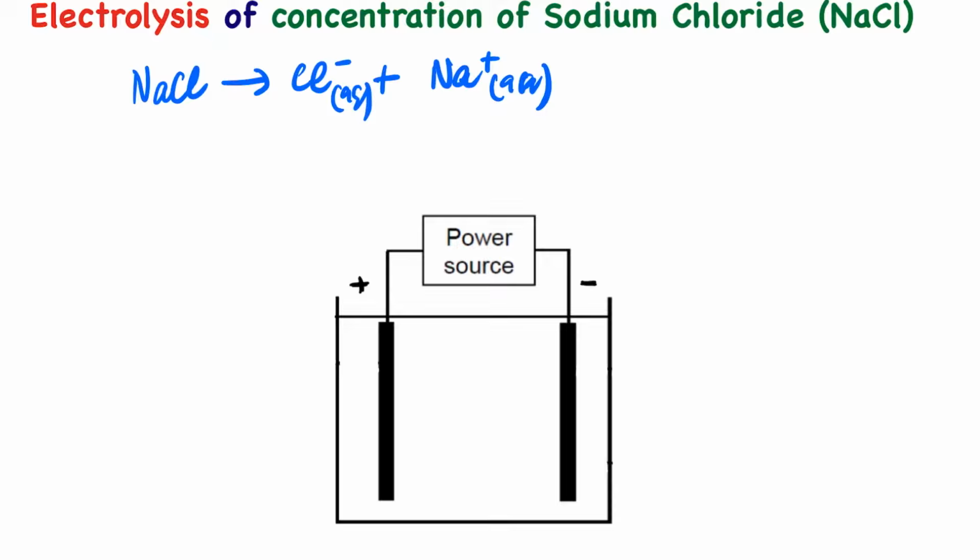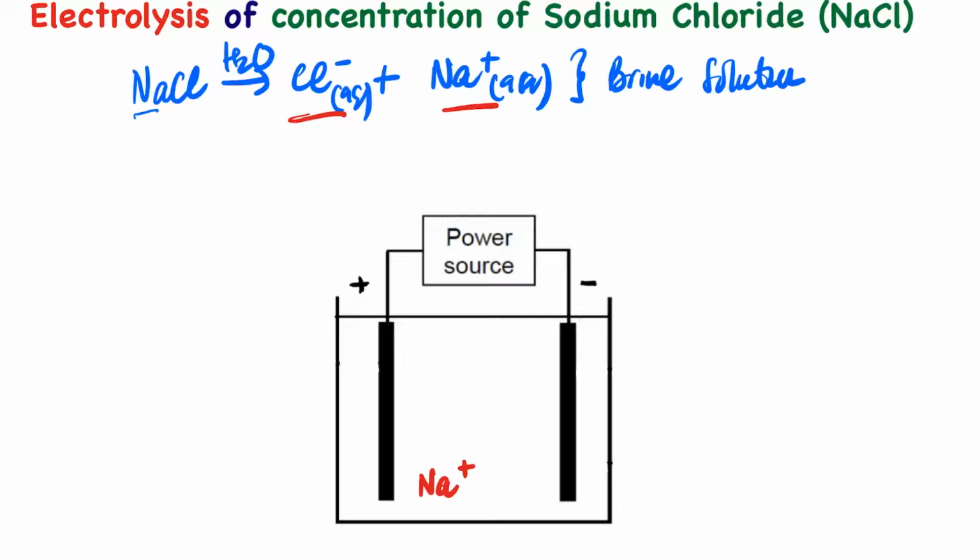So what is happening here in this electrolytic cell? We call this a brine solution. When sodium chloride is dissolved in water, it's a brine solution, right? Since it's split into ions, you have the sodium ion and the chloride ion, and since it's in water, you have water there. The water molecule, it's not only one, right?